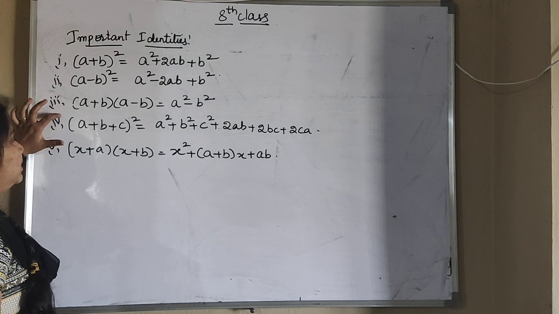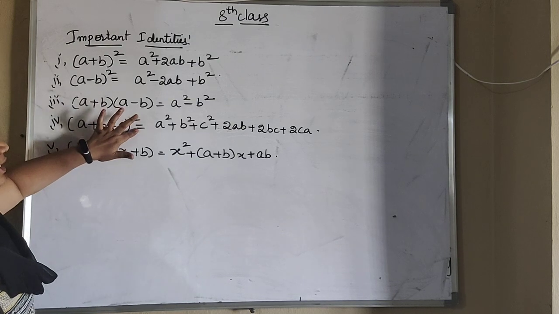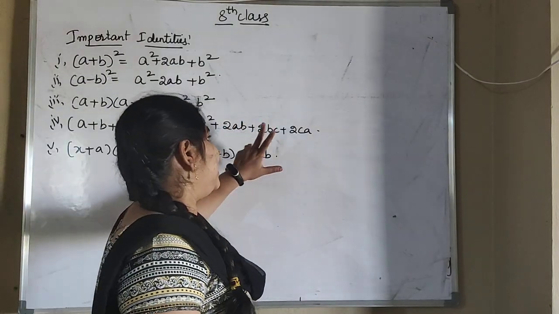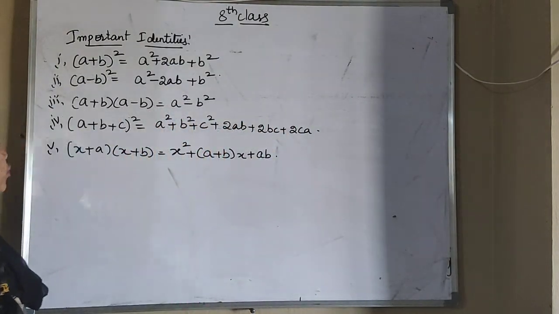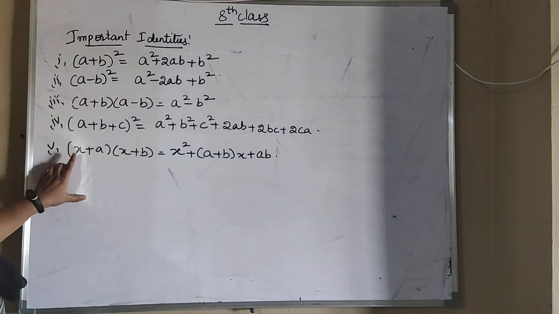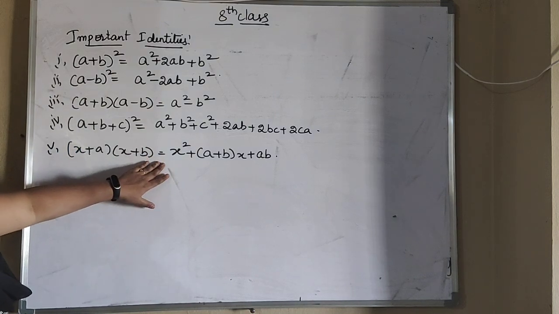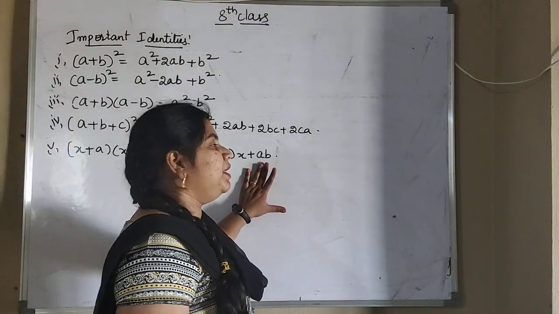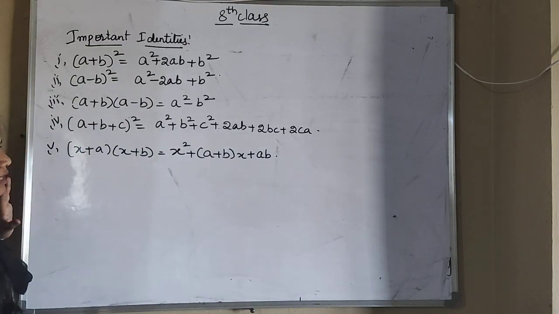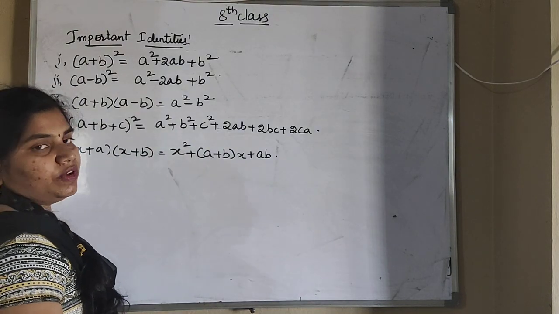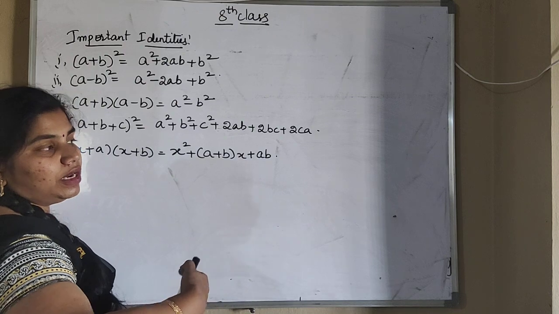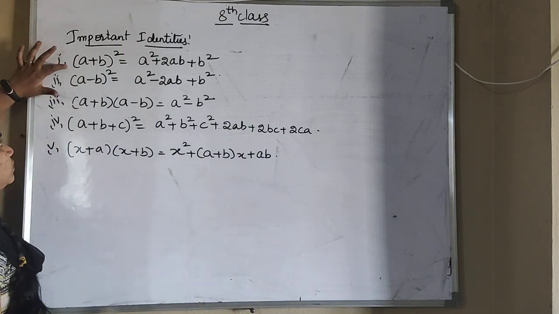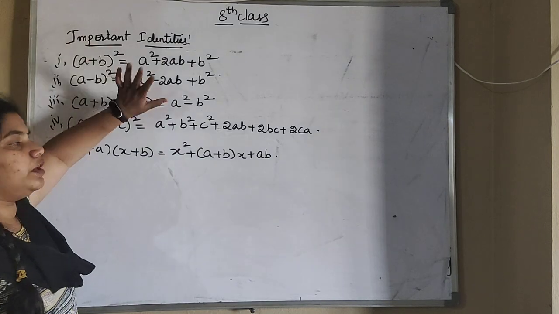Next, the fourth one is (a plus b plus c) whole square is equal to a square plus b square plus c square plus 2ab plus 2bc plus 2ca. So this is our fourth identity. And the last one is (x plus a) into (x plus b) is equal to x square plus (a plus b) into x plus ab. So these are our 5 important identities which we will apply in the next exercise. Okay, so first we will see how we got this (a plus b) whole square formula.